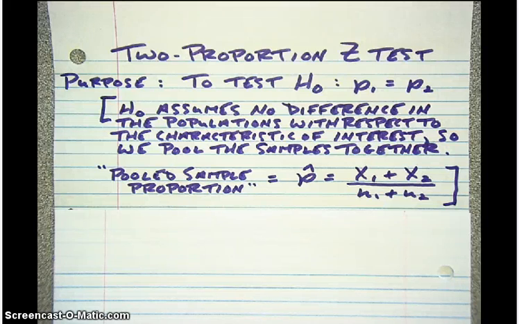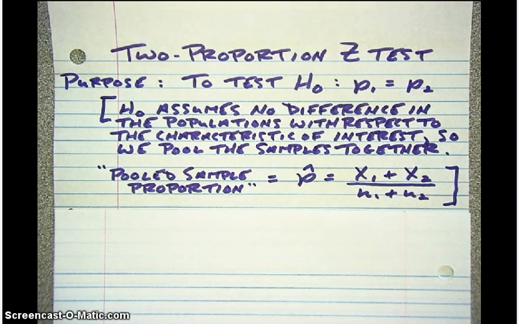The next inference procedure we're going to look at is the two-proportion z-test. The purpose of this is to test the null hypothesis that two population proportions are equal. Now, when we conduct a test of significance, we assume, for the sake of the work, that the null hypothesis is true. And if this is the case, then the null hypothesis implies that there is no difference in the populations with respect to whatever characteristic we're interested in.